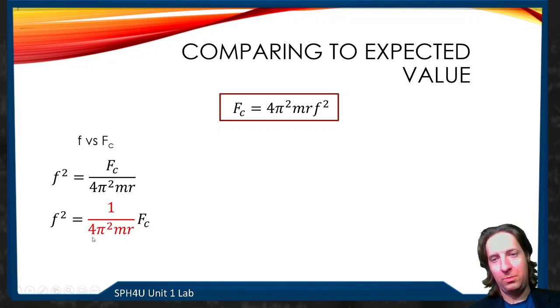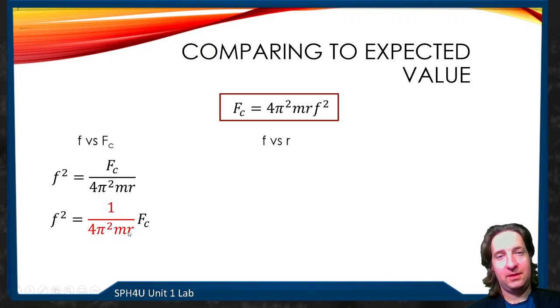And my slope now is going to be this constant, right? Because we're not changing our mass or our radius. We defined those at the beginning of our experiment. So this will be a constant. It'll be a number. You can calculate it. So that will give us an expected value. This is what we would expect not from the lab, but from theory. So you can calculate 1 divided by 4 pi squared multiplied by the mass, in this case the spinning mass, m2, times the radius.